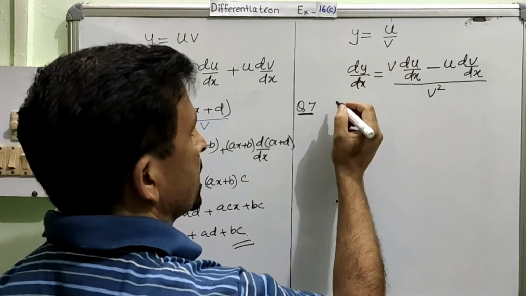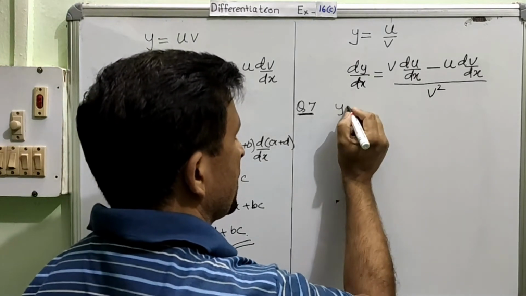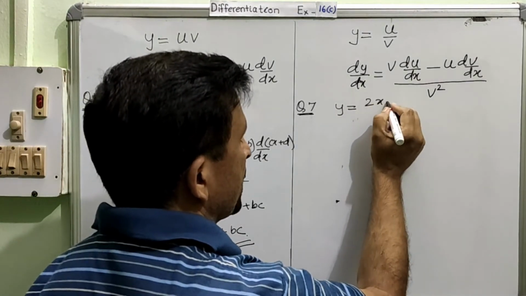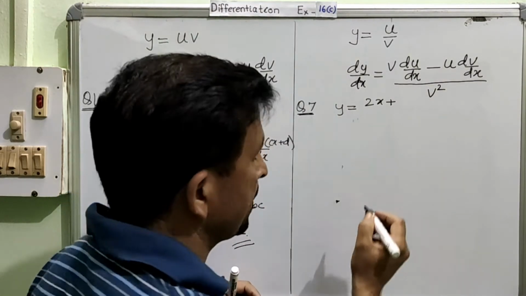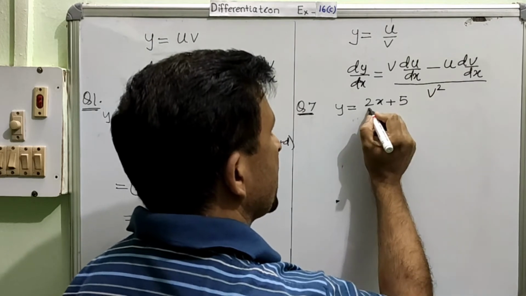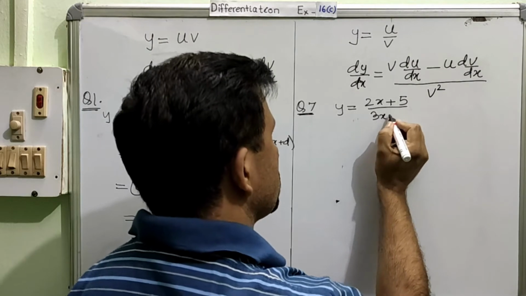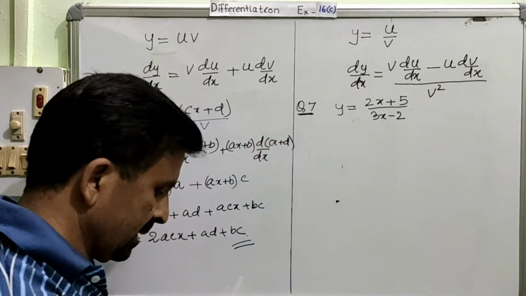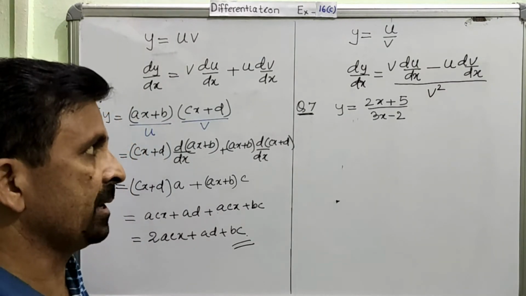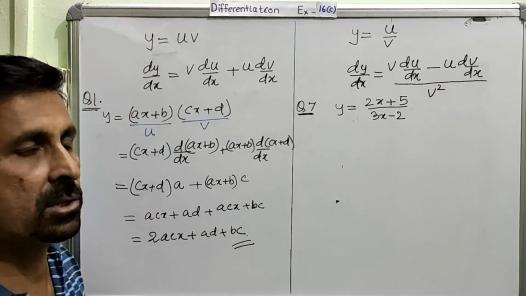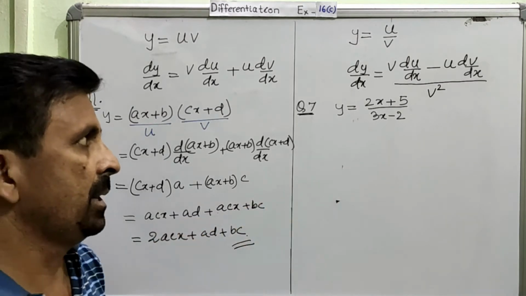Here, your function is y is equal to 2x plus 5 divided by 3x minus 2. This is just for introduction. I just want to introduce you to the two different laws of differentiation: the product law of differentiation and the quotient law of differentiation. So, let us begin this question.